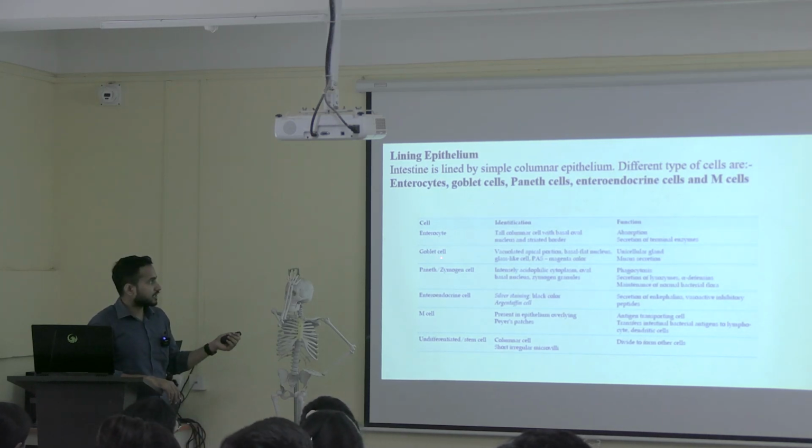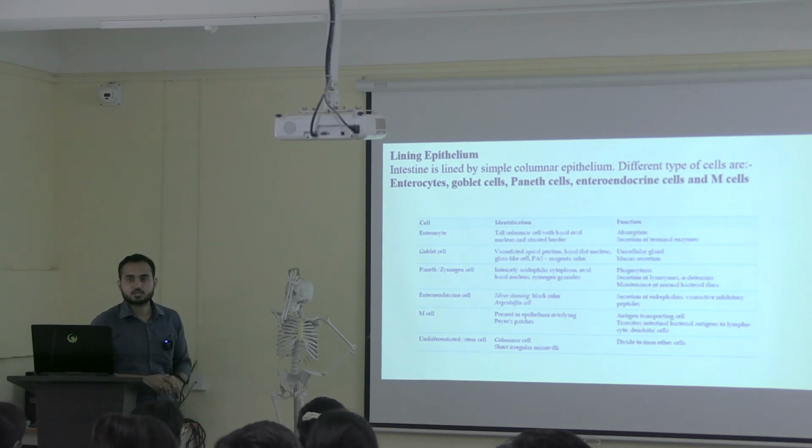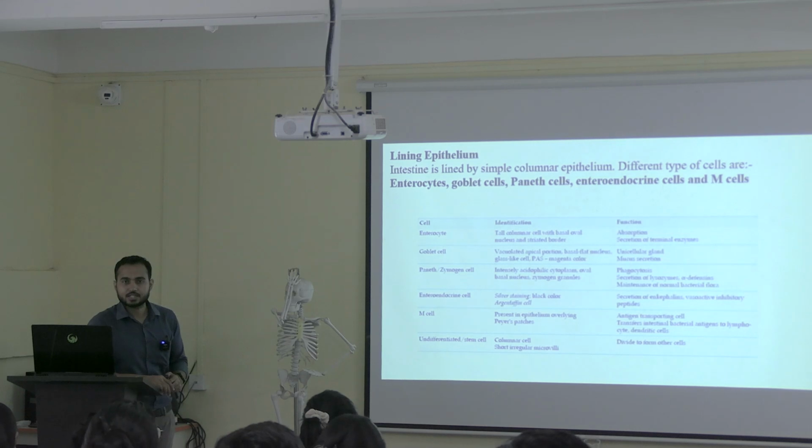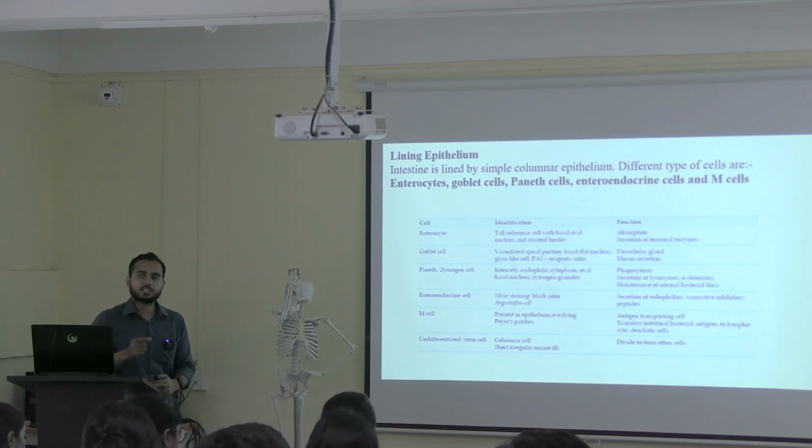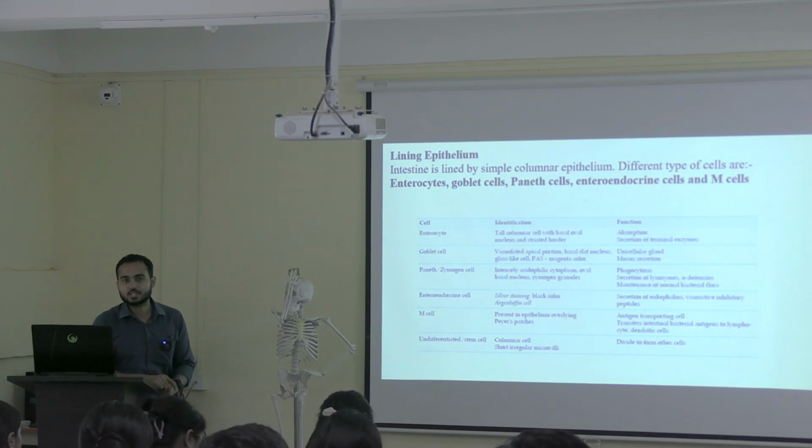नेक्स्ट, गॉबलेट सेल्स होता है. गॉबलेट सेल वैक्यूलेटेड ऑन इट्स एपाइकल पोजीशन, बेजल फ्लैट न्यूक्लियस रहता है. एंड इफ यू सी द शेप ऑफ दिस पर्टिकुलर सेल, गॉबलेट सेल, वाइन ग्लास अपीयरेंस होता है, जस्ट लाइक वाइन ग्लास अपीयरेंस. और जो एपाइकल पार्ट होता है वहाँ पे वेसिकल्स रहता है फ्रॉम विच द सिक्रेशन इज टेकिंग प्लेस.